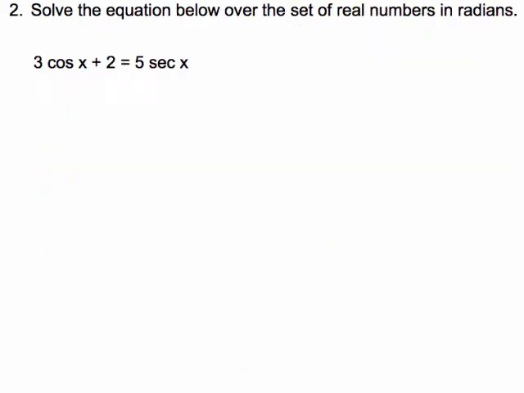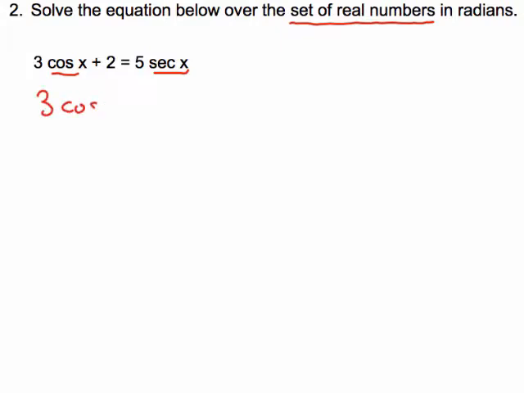Here's another equation we want to solve in radians, this time over the set of real numbers, which, remember, means a general solution, all solutions. And if I look at my equation, I'll notice again that I have two different trig ratios. So, if I can, and I can't always do this, try to get it in terms of one trig ratio. And if I think about cosine and secant, I know that they're both related to cosine.